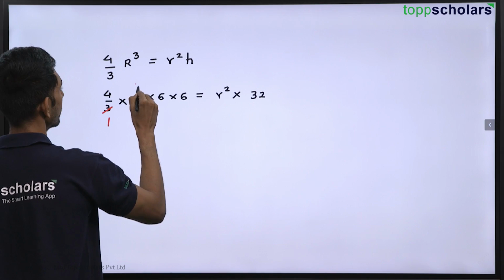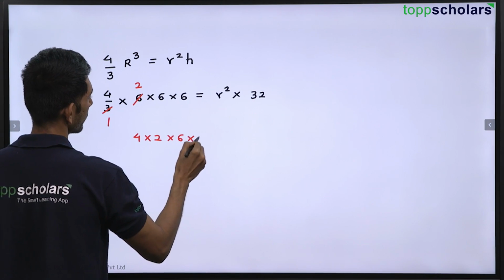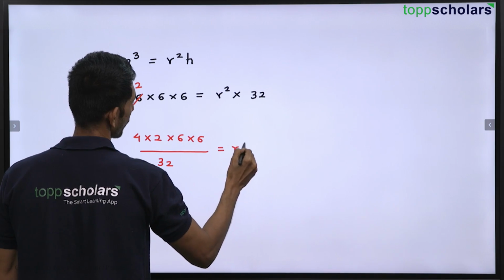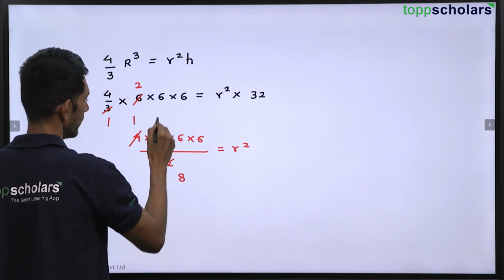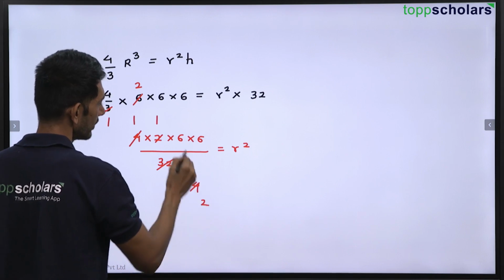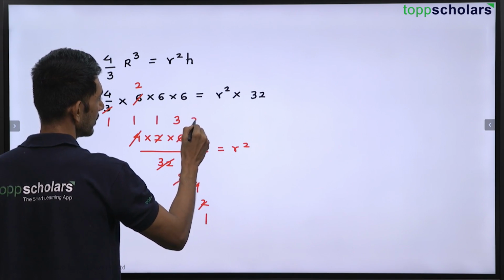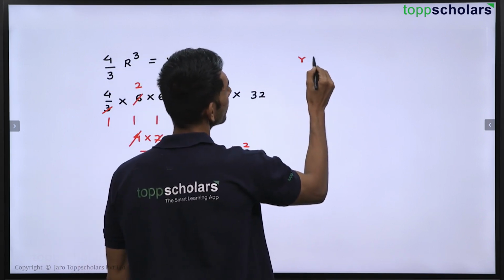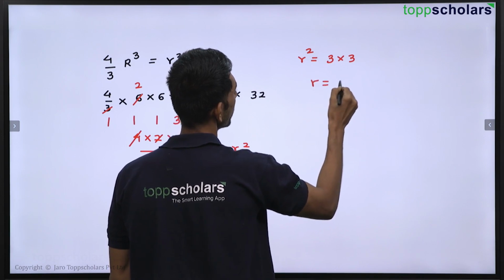3 ones are, 3 twos are. So you have 4 into 2 into 6 into 6 divided by 32 is equal to r square. So 4 ones are, 4 eights are, 2 ones are, 2 fours are, 2 twos are, 2 threes are, 2 ones are, 2 threes are. So r square is equal to 3 into 3, so basically r will be equal to 3.